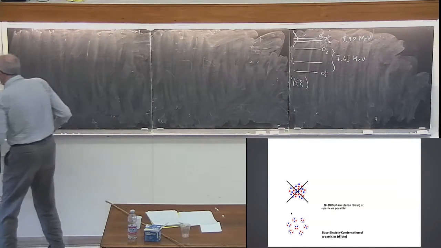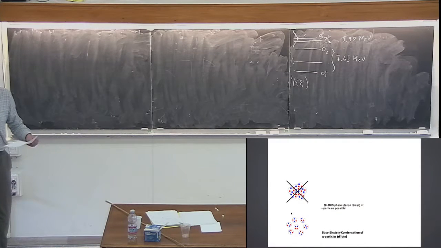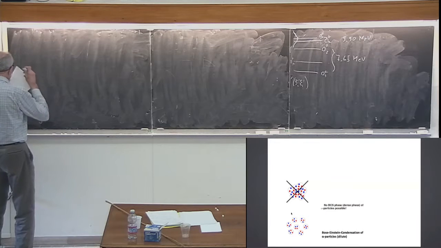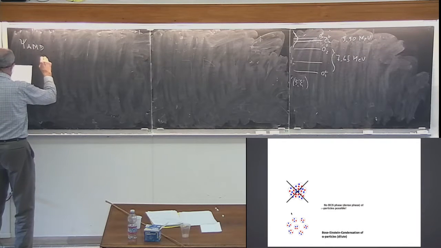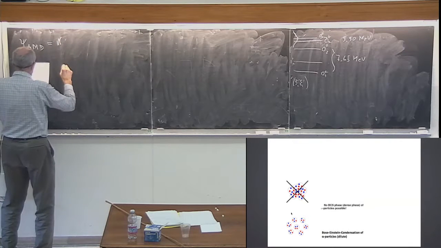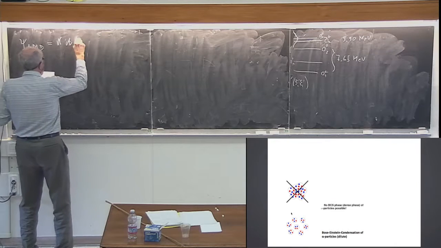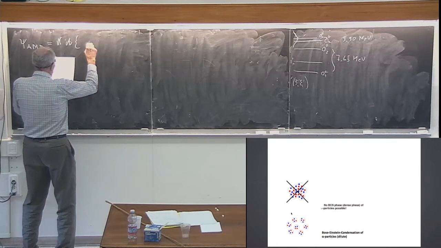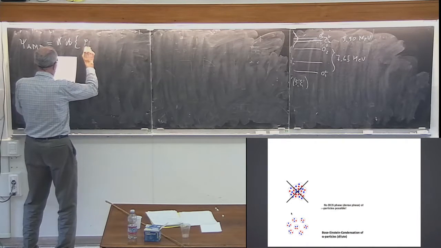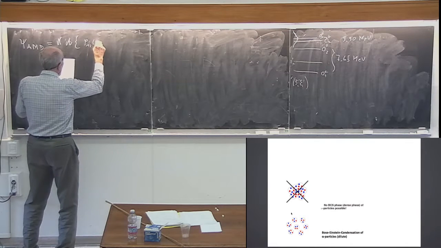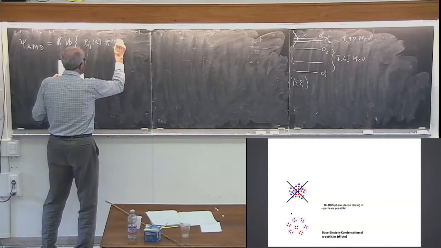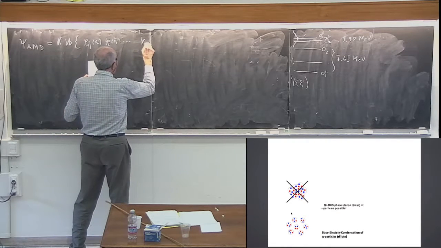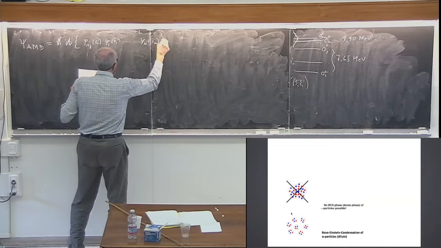In what one calls antisymmetrized molecular dynamics, Horiuchi was also one of the inventors of this theory, and the wave function has the following form: psi of antisymmetrized molecular dynamics is equal to a norm, an antisymmetrizer, and just a repetition of the same wave function, phi 1, R1, phi 2, R2, and so forth up to phi n, Rn, and the whole thing antisymmetrized.